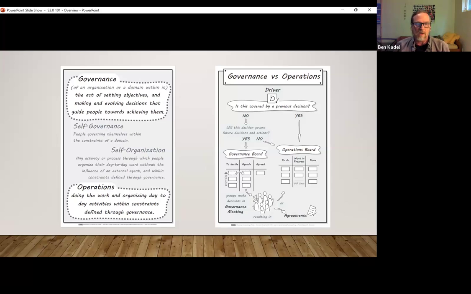Who's going to do what by when? Who's going to take the garbage out? How are we going to make sure that the lights stay on? Being able to have the language and an understanding of how those two things relate can be really helpful. A lot of conflict in organizations comes from the fact that some people are talking operations and some people are talking governance at the same time.